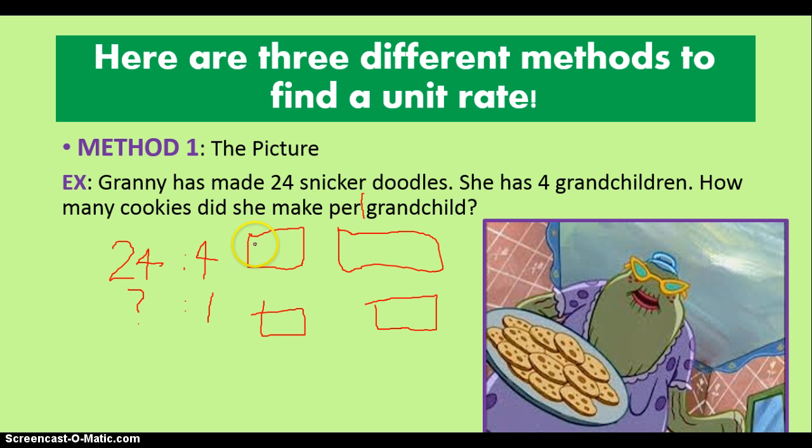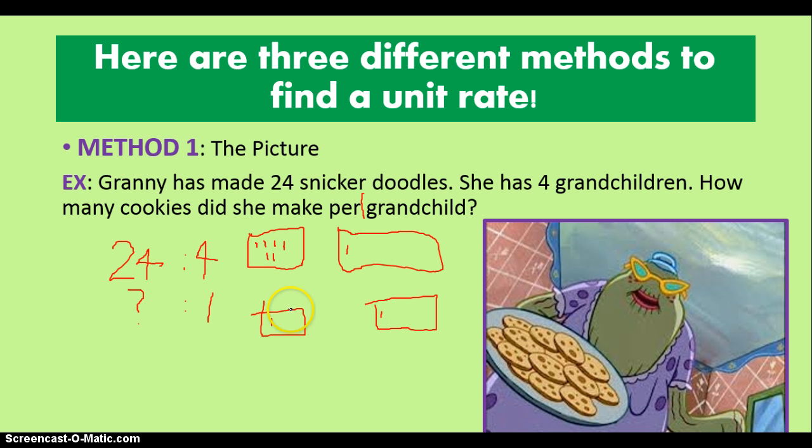Then we would go 1 by 1, tallying, making a mark for each cookie, and we would count to 24. When we're done counting to 24, we would count the number of tallies we made in only one of the boxes to find the unit rate. If I did all that out, there would be 6 tallies in this one box.